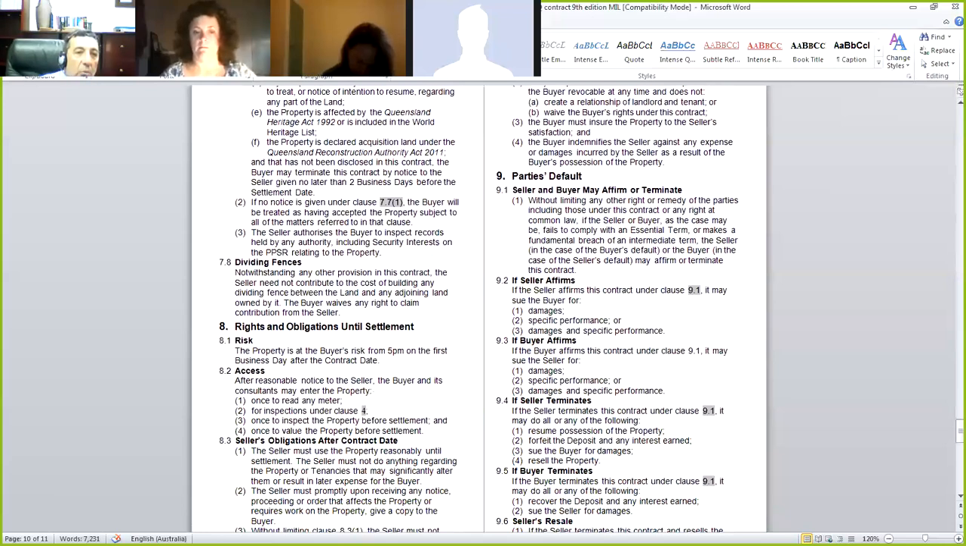So, we have a contract signed on day 1. It's due to settle on day 30. On day 28, cyclonic winds come through and the roof is torn from the house. If I read that clause correctly, it says to me that the buyer is still required to pay the full purchase price, even though the buyer is acquiring a property which now has no roof. Does anyone disagree with that interpretation? Does anyone have any suggestions on what you should therefore do?